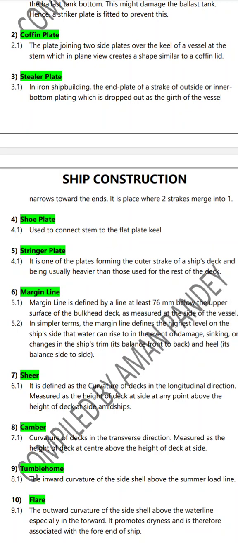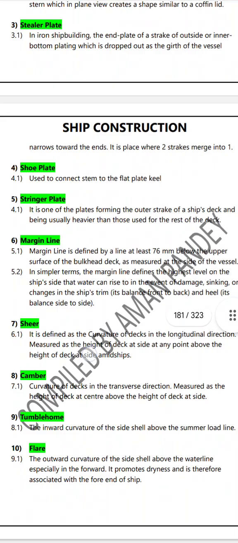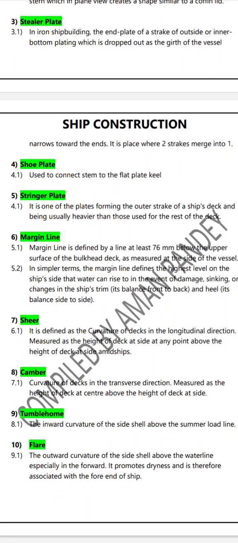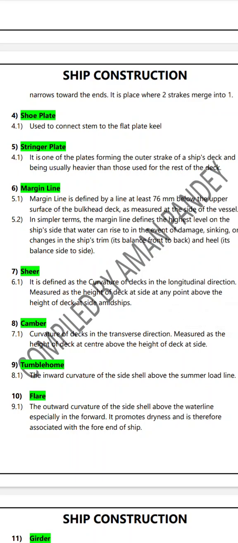When two plates meet at the girth of the bottom plating, which is dropped out at the girth of the vessel, normally narrower towards the end. It is used to connect the stem to the flat plate keel.